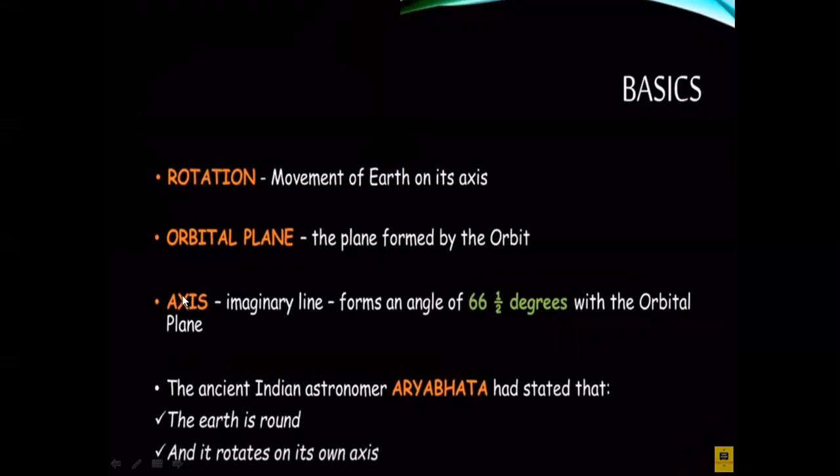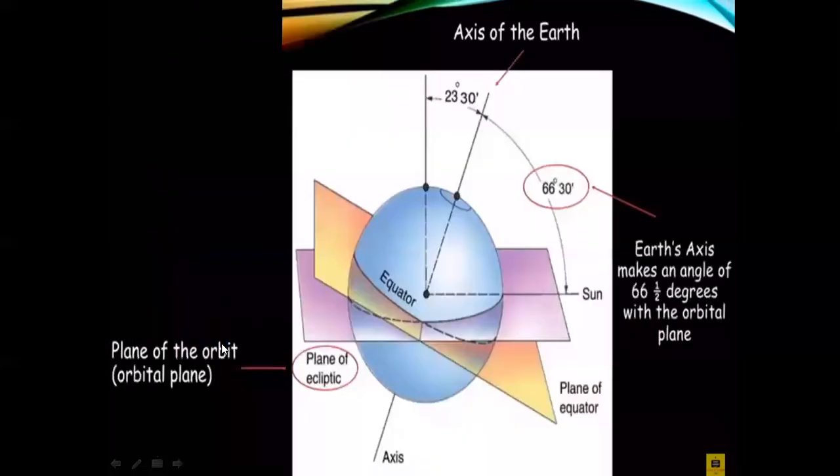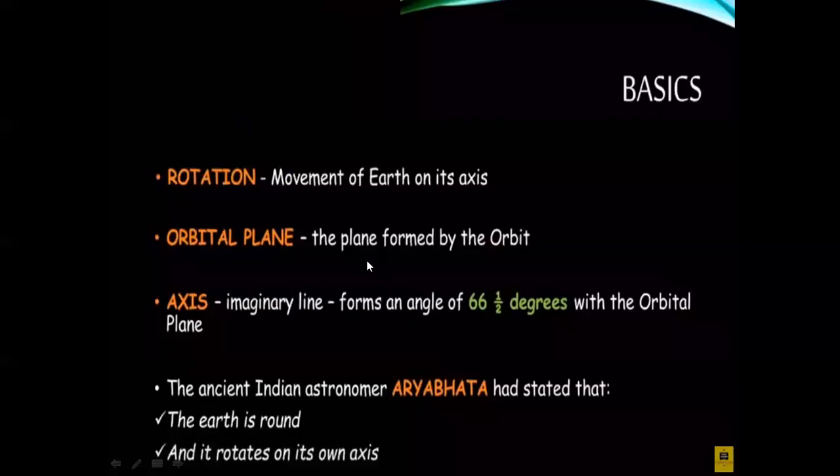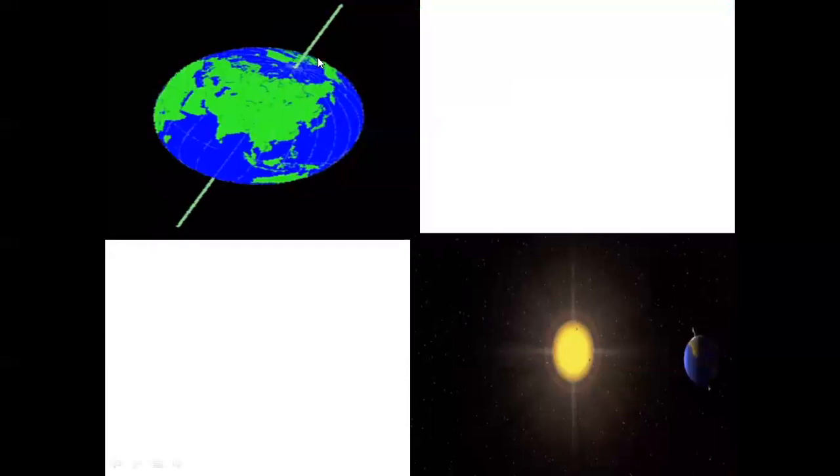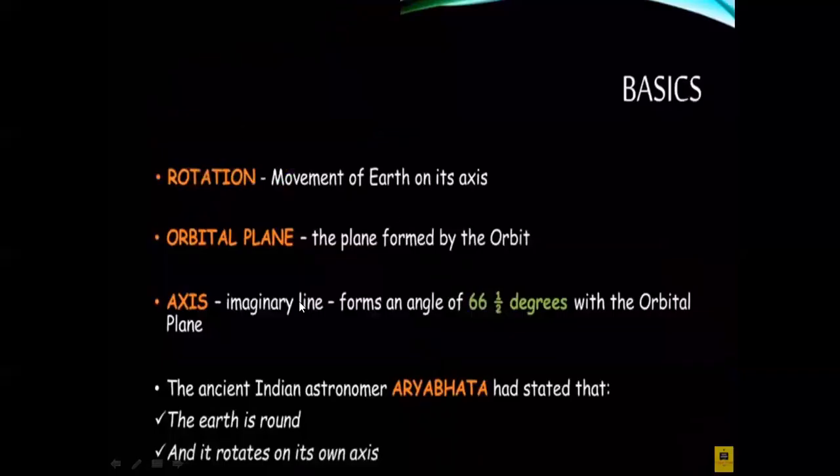Now what is the axis? As you know, the axis is the imaginary line that forms an angle of 66.5 degrees with the orbital plane. As we have seen, this is the axis, an imaginary line. So Earth is a little tilted, and it just rotates on its axis. It stays slanted at 66.5 degrees with the orbital plane.